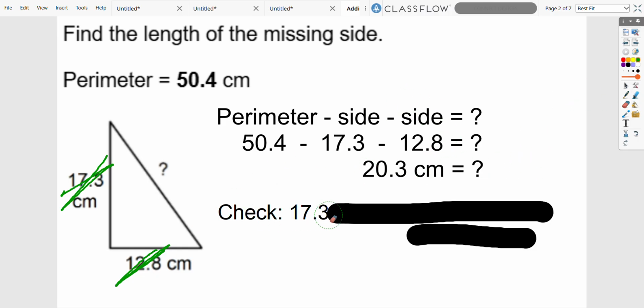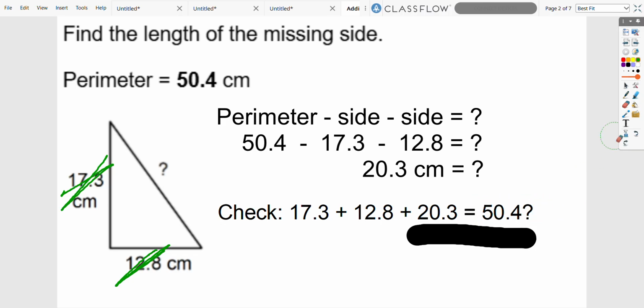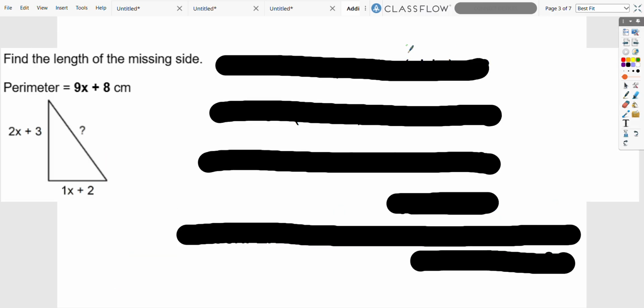And you can always check your answer, right? So check 17.3 plus 12.8 plus 20.3. It should give us 50.4. We put that in the calculator and we do get 50.4. Most excellent. And now we want to find the length of the missing side with polynomials, right?